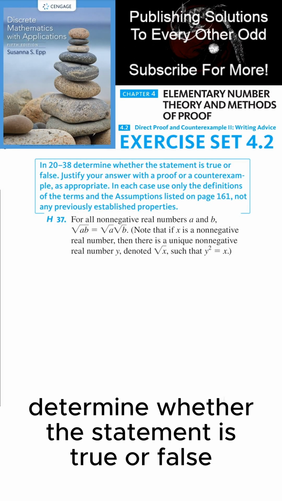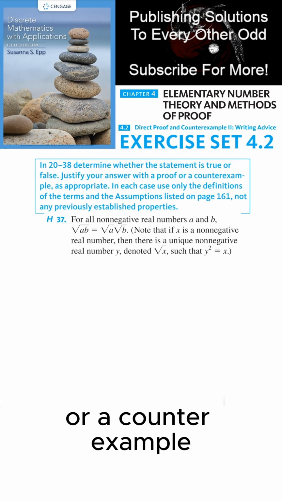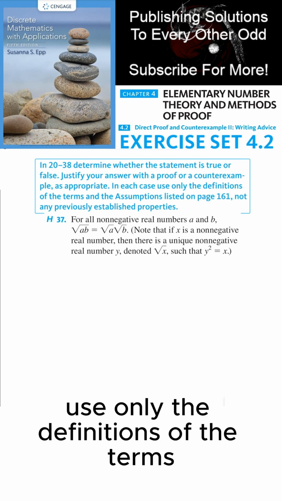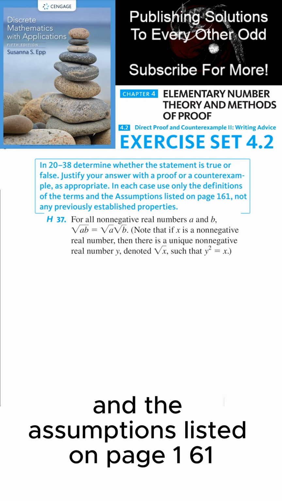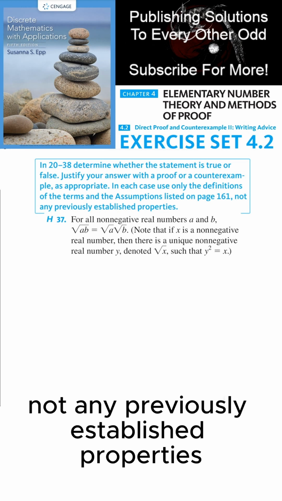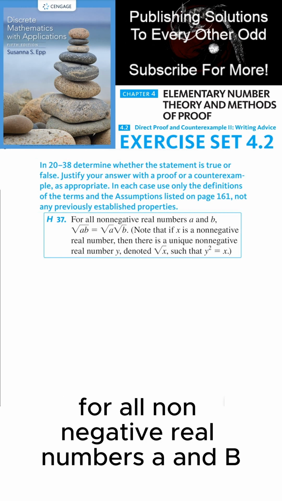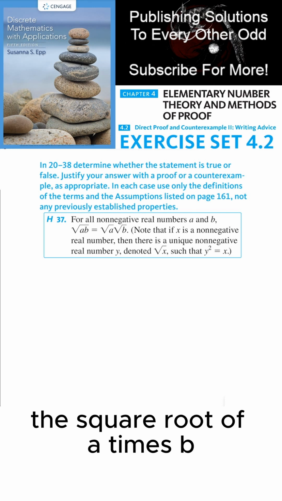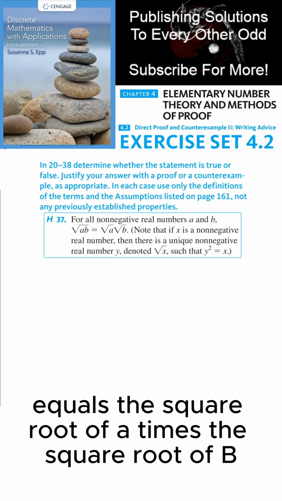In 20 through 38, determine whether the statement is true or false. Justify your answer with a proof or a counterexample as appropriate. In each case, use only the definitions of the terms and the assumptions listed on page 161, not any previously established properties. For all non-negative real numbers a and b, the square root of a times b equals the square root of a times the square root of b.